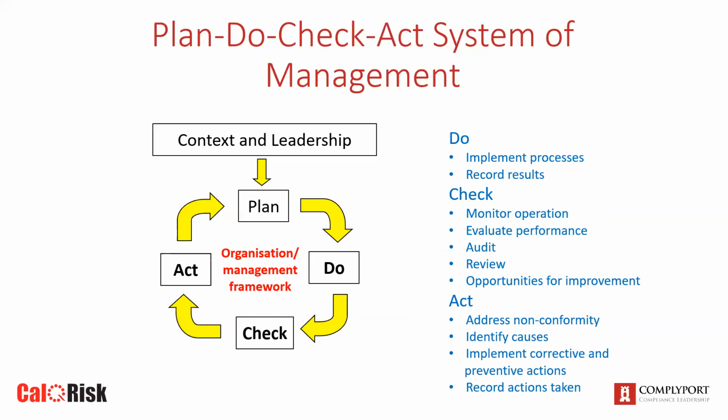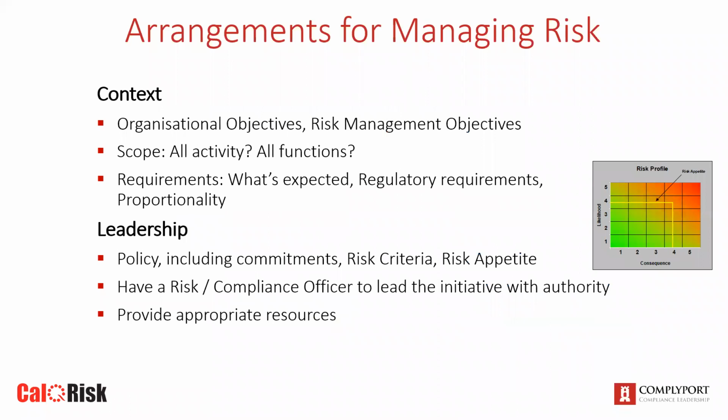And the act is acting on those things that you've identified, whether it's people not complying with the rules, maybe it's because they can't, because of causes and things that you didn't identify in the planning stage. So you address those, implement your corrective actions, and you're back to the beginning of the cycle again. That's, in a nutshell, the Plan-Do-Check-Act system of management.